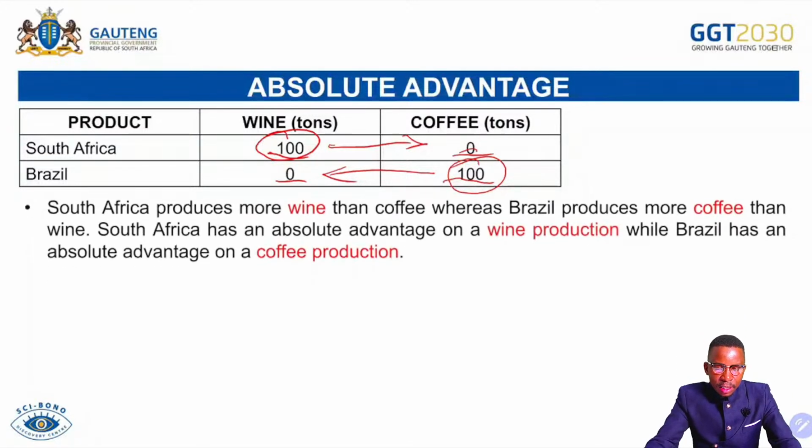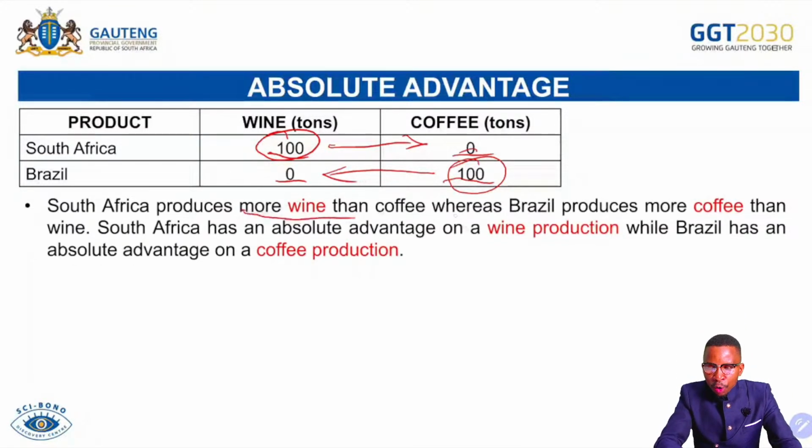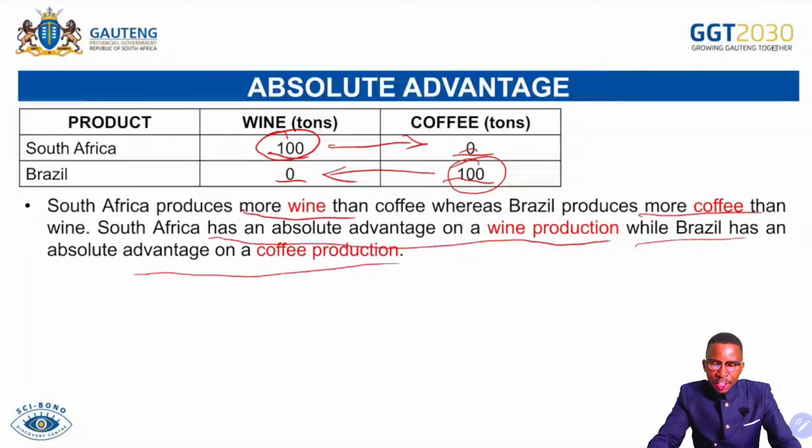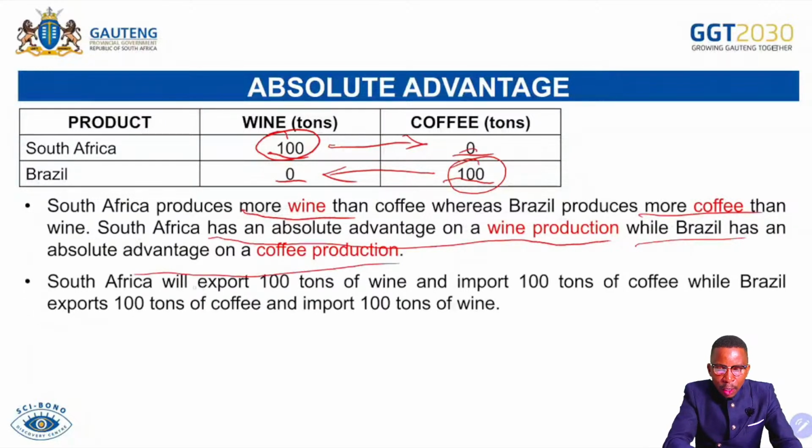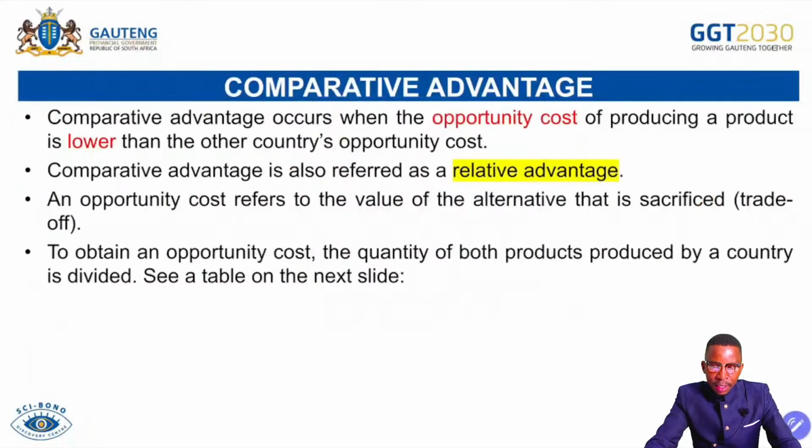So let's check. South Africa produces more wine than coffee, whereas Brazil produces more coffee than wine. South Africa has an absolute advantage on wine production, while Brazil has an absolute advantage on coffee production. Then what is going to happen? South Africa will export 100 tons of wine and import 100 tons of coffee, while Brazil will export 100 tons of coffee and import 100 tons of wine from South Africa. That creates international trade.